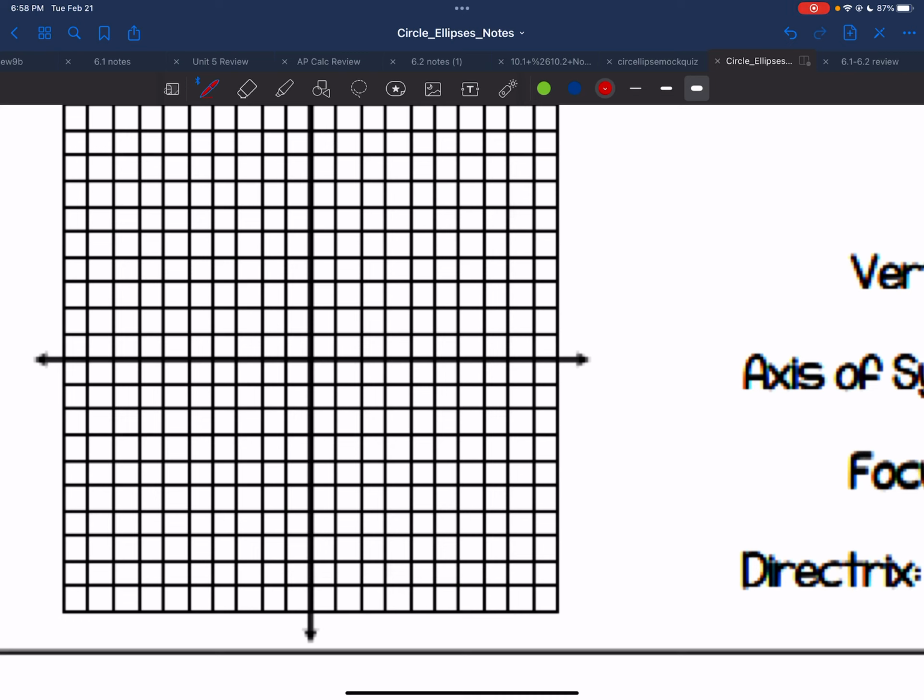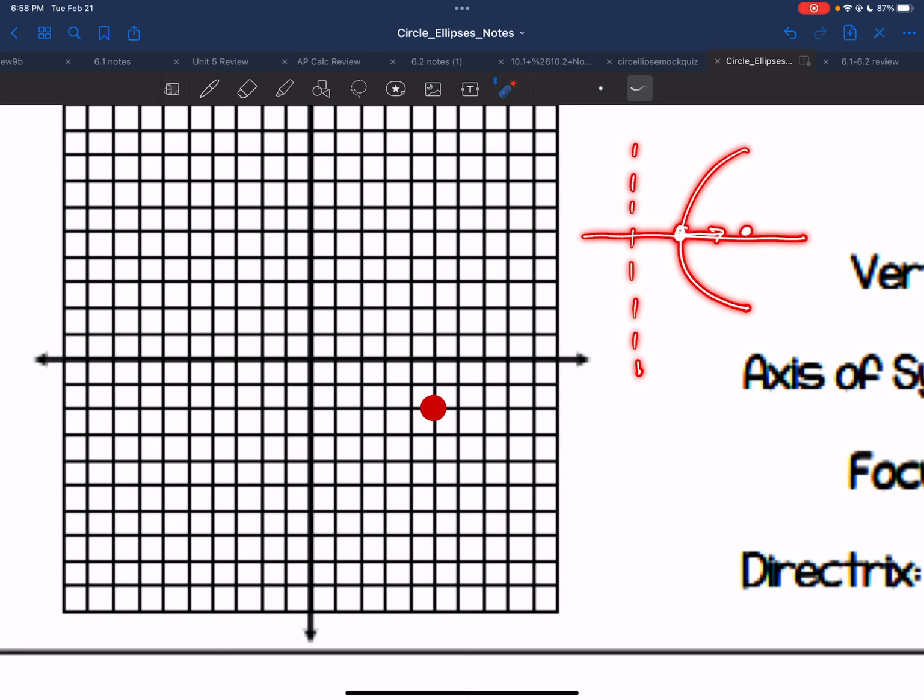So there's my vertex right there. I'm making it extra big, because my p is 2, and I know we said that this is a y squared and it's positive, so it's going to be facing that direction. That means if my vertex is there, my focus is going to be to the right of it, and my directrix is going to be behind it, and then my axis of symmetry is going to go through it.